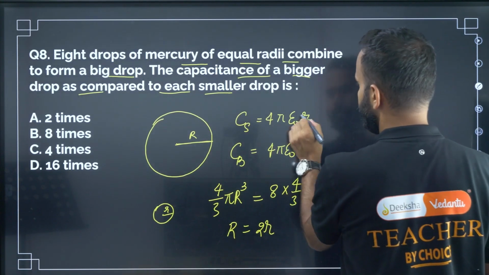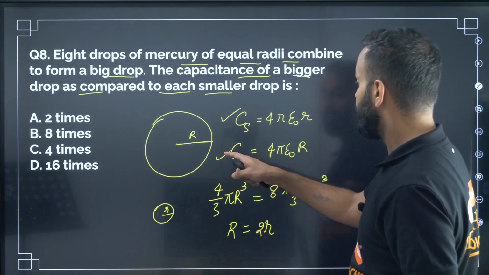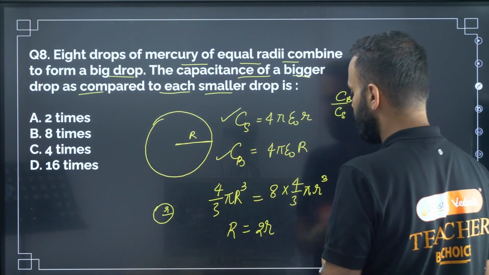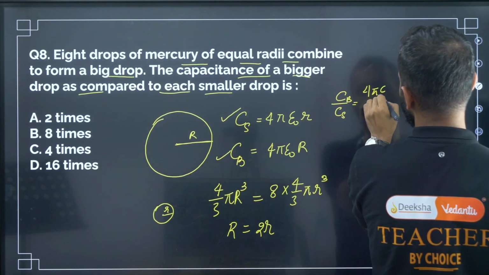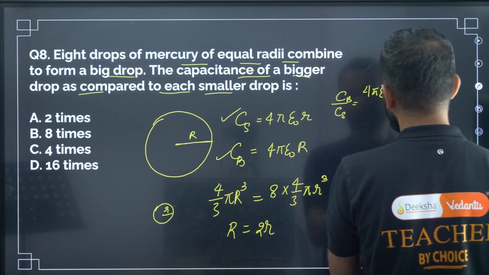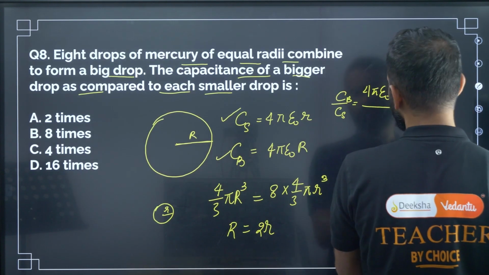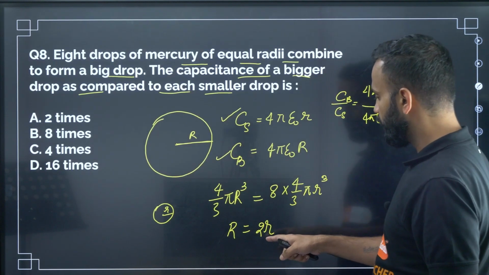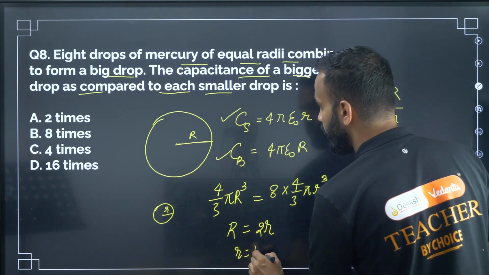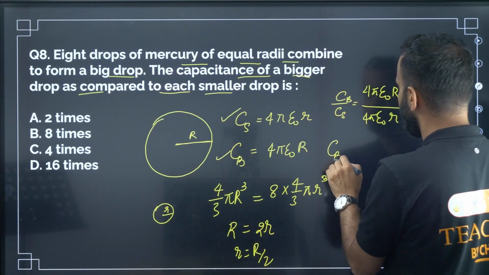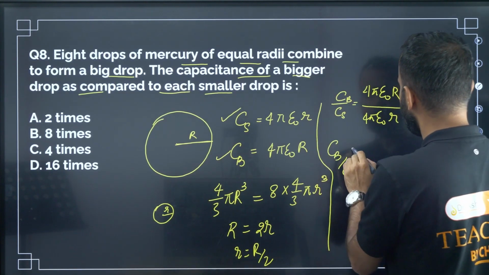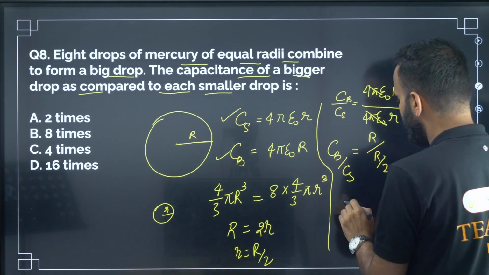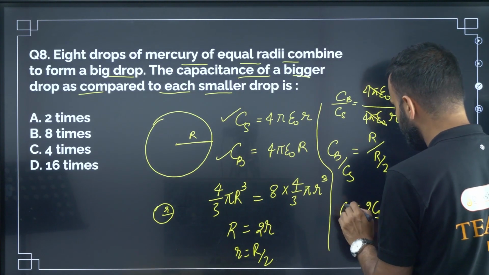Now divide Cb by Cs. Cb divided by Cs is equal to 4 pi epsilon naught capital R divided by 4 pi epsilon naught small r. Small r is equal to R by 2. Now 4 pi epsilon naught will get cancelled, R divided by R by 2. So Cb equal to 2 times Cs.